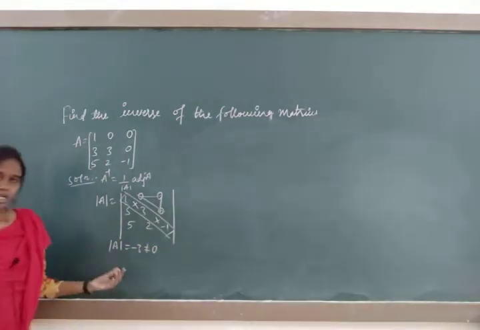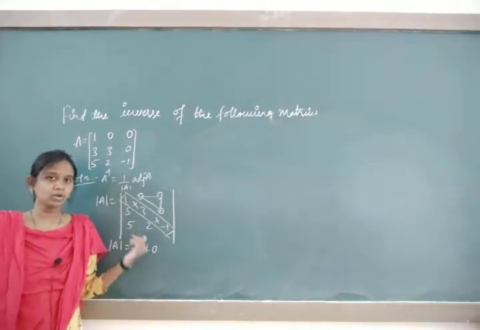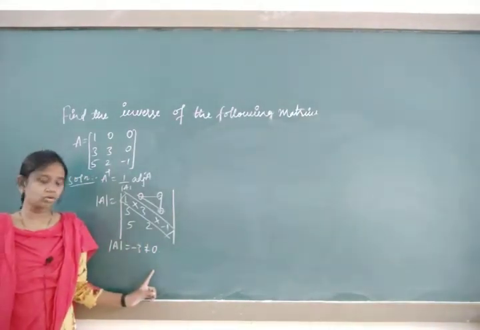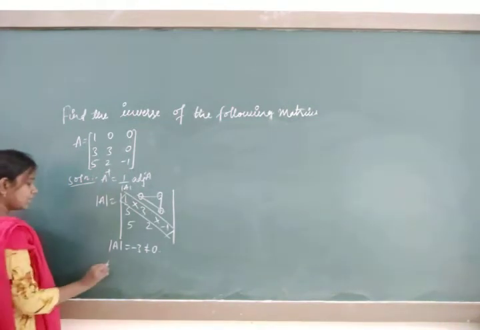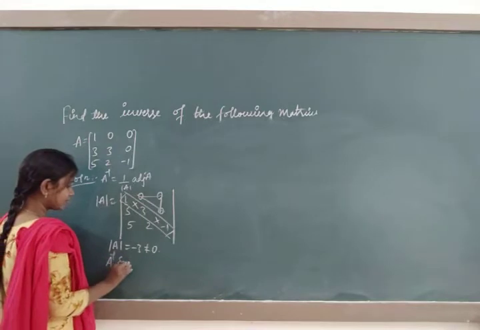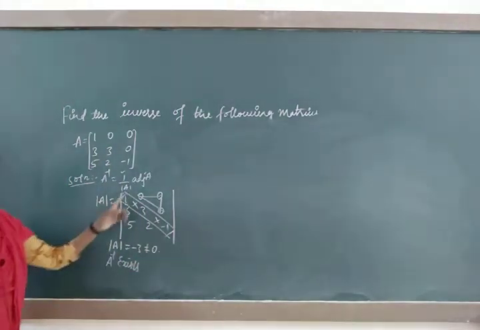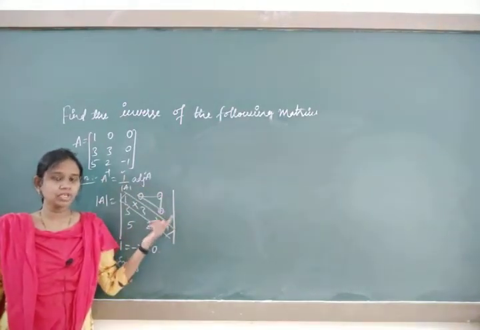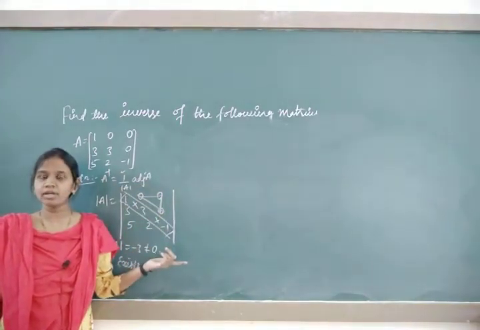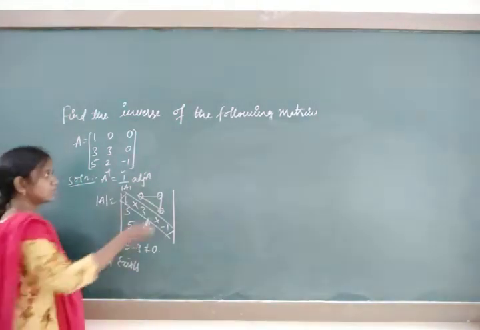Determinant A value is negative, no problem in that, but it is not equal to 0. It's a condition. To have the inverse, the determinant should not be equal to 0. That is a non-singular matrix, and hence A inverse exists. According to the formula, this factor we have completed. Now what remains? Adjoint A. To have the adjoint A, please recall, as last session we have taken about the cofactors. Take the cofactor for all the 9 elements.